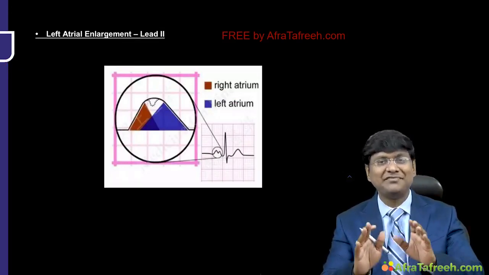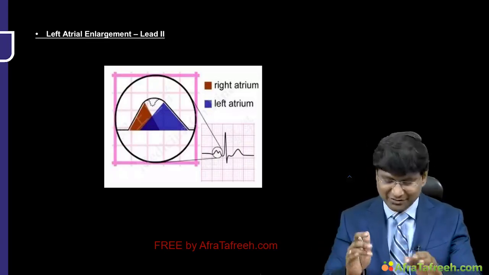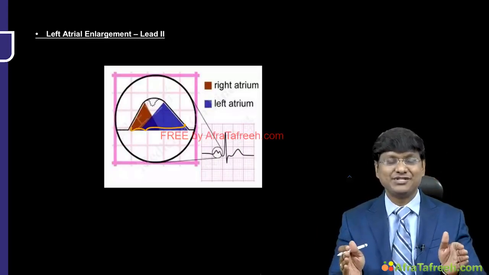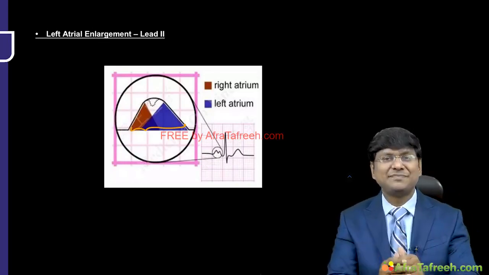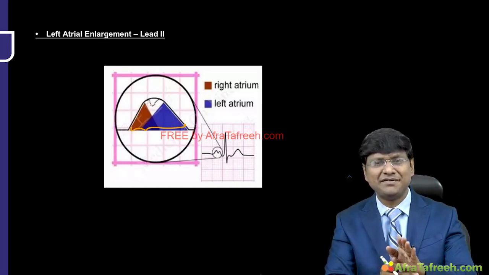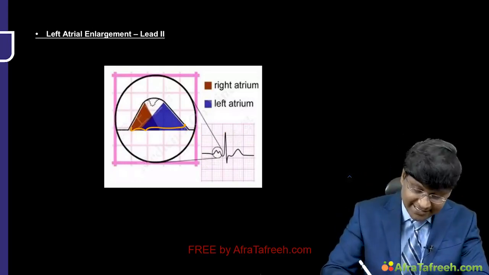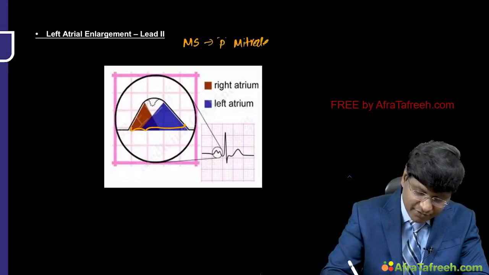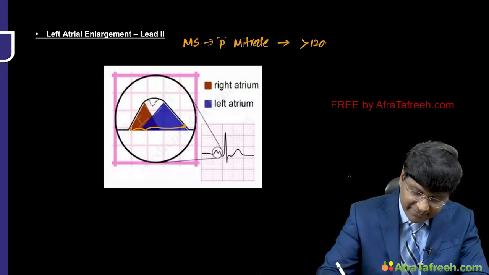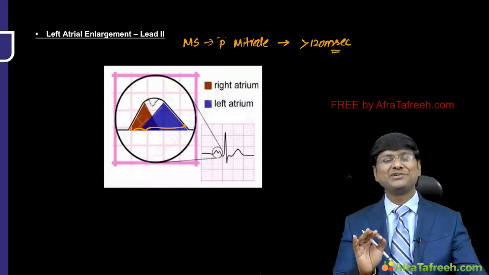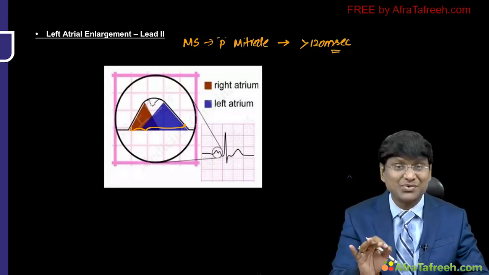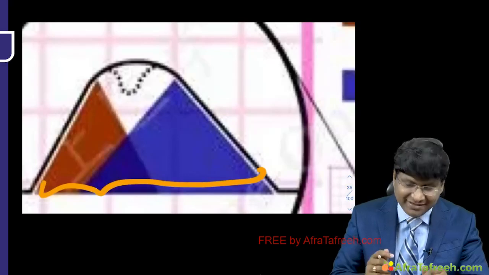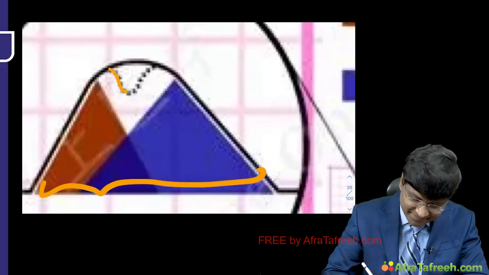The P wave will be M-shaped, which is called P mitral. In P mitral, it is the duration that changes. The amplitude remains the same, but the duration of the P wave is increased. The normal duration of the P wave is less than 120 milliseconds, but in mitral stenosis causing P mitral, the duration is more than 120 milliseconds. That is what is called P mitral. Another important thing in the criteria is this particular M shape.